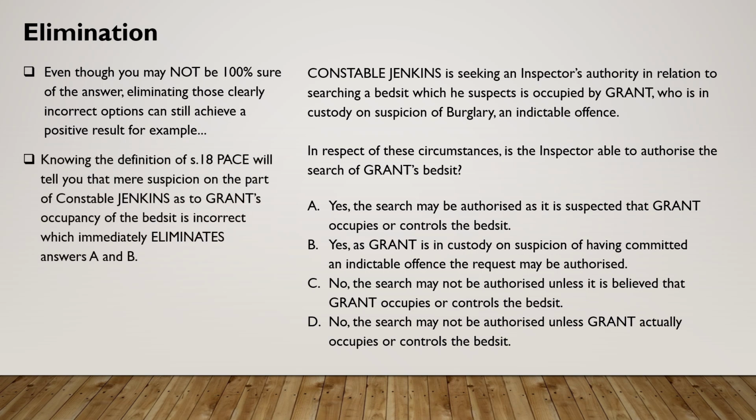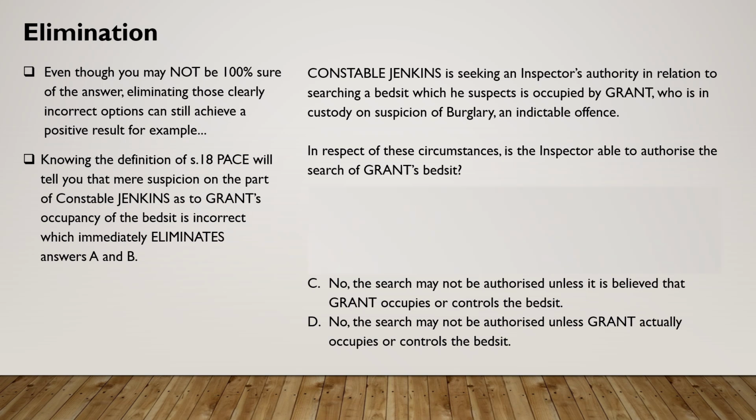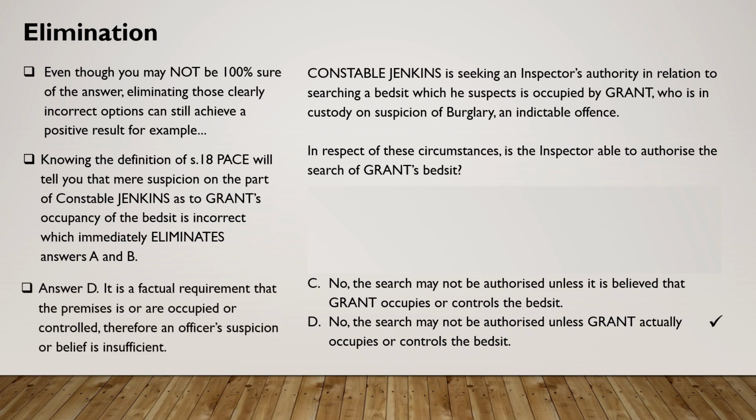Okay then, knowing the definition of Section 18 of PACE will tell you that mere suspicion on the part of Constable Jenkins as to Grant's occupancy of the bedsit is incorrect, which immediately eliminates answers A and B. Okay, so that leaves you with the two options of C and D, which are both no options. And in this particular case, the answer is D. And the reason for that is that it is a factual requirement that the premises is or are occupied or controlled.